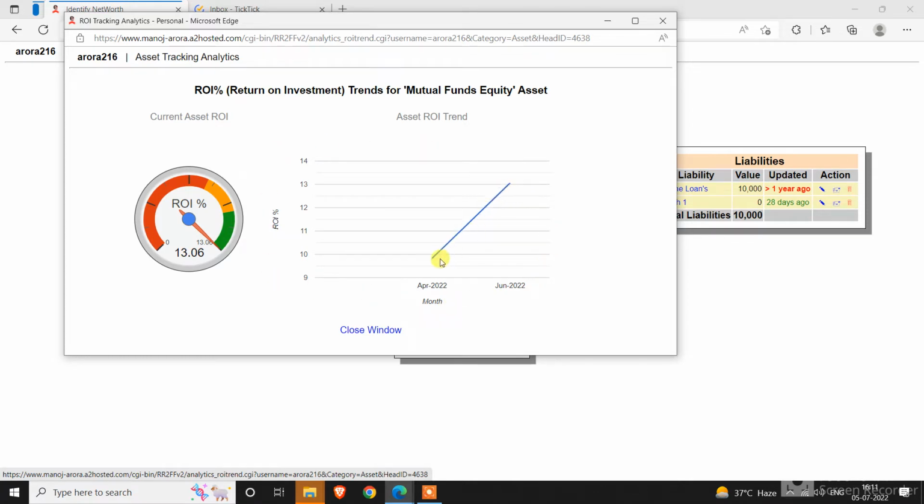Along with this chart, you see another chart, which is a trend chart, which shows you the history of this particular asset's ROI. For example, in this case, in April 2022, the ROI for this asset, mutual funds equity, was 9.83. And in June 2022, it became 13.06.